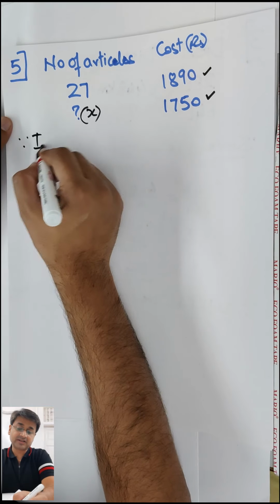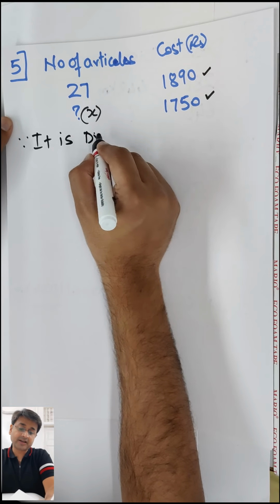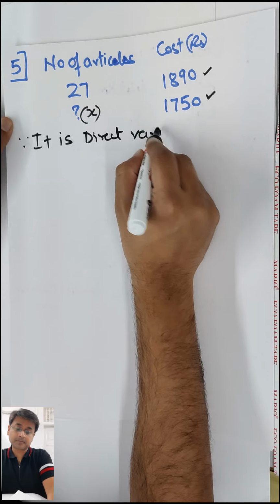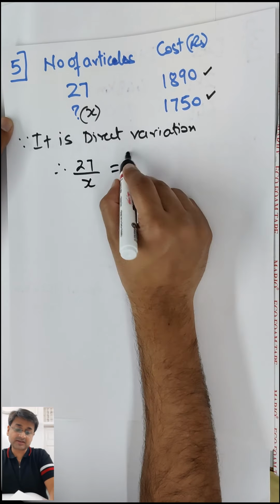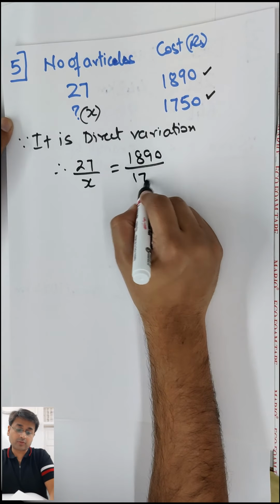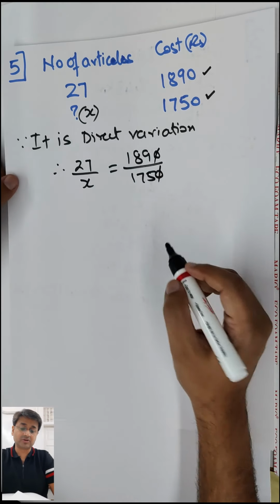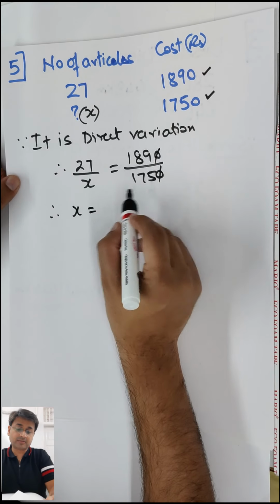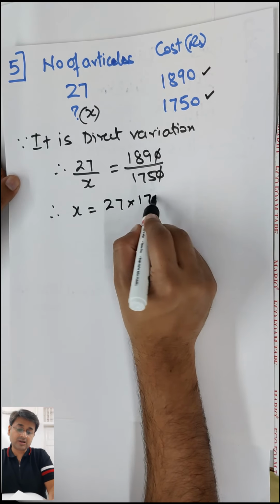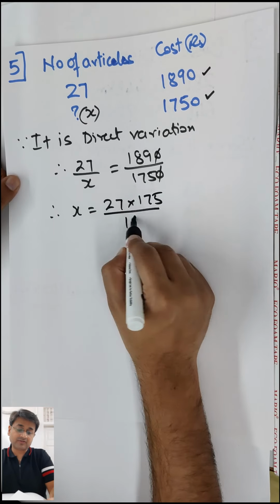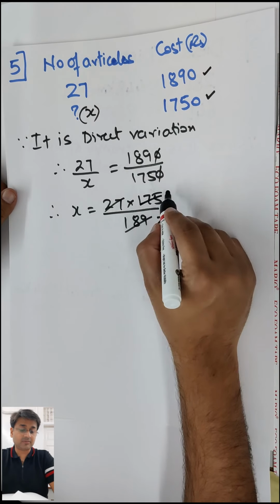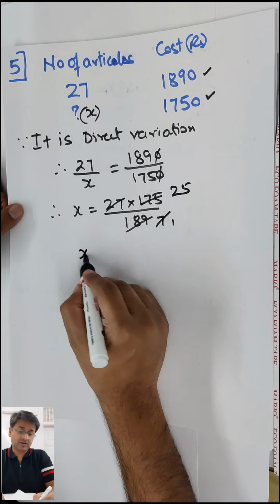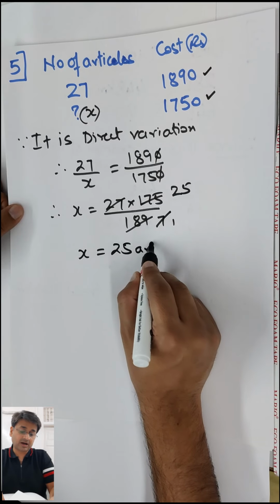So we will say since it is direct variation, therefore 27 upon x equals 1890 upon 1750. You can cancel the zeros here. And now let's cross multiply. So x is going to be 27 into 175 upon 189. So this goes in the table of 27 7 times. 7 7s are 49, correct. And this goes in the table of 7, 2 7s are 14, 25. So you can buy 25 articles.